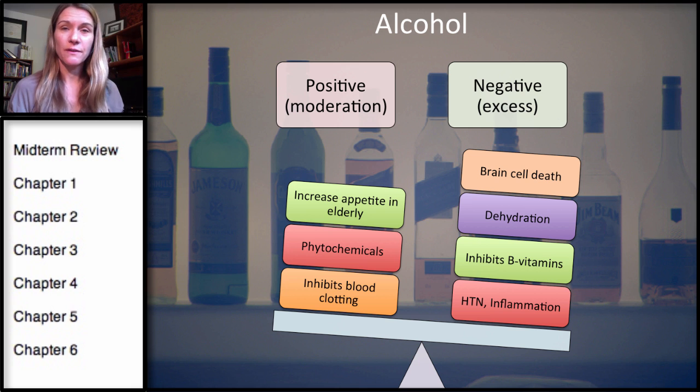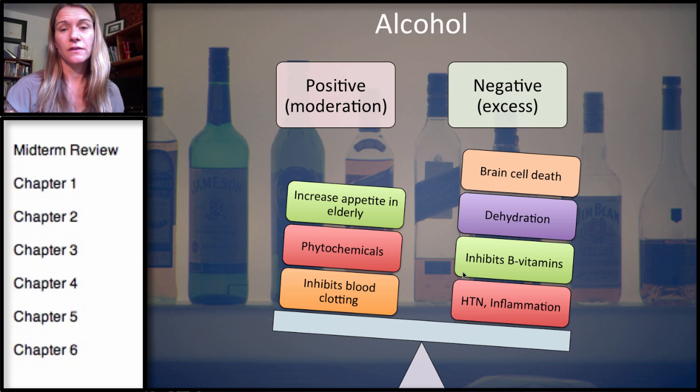So what does a little bit of alcohol do? Well, it can increase the appetite in the elderly. It can provide some phytochemicals, particularly we think of resveratrol. I have to say we're getting some questioning about its effect now with some recent studies that have come out, but it's been fairly well established. We'll see where that research goes in the future. And then the alcohol itself can inhibit blood clotting. Why is that important? Remember that when blood clots or is clumpy or thick, that's going to increase the risk of heart disease and stroke.